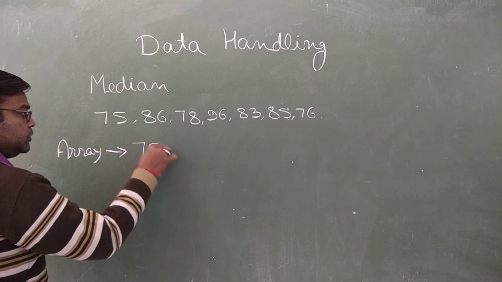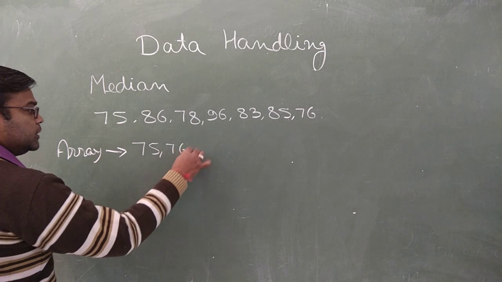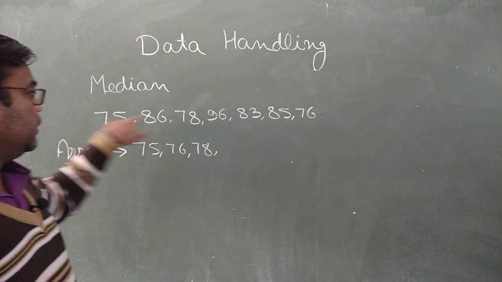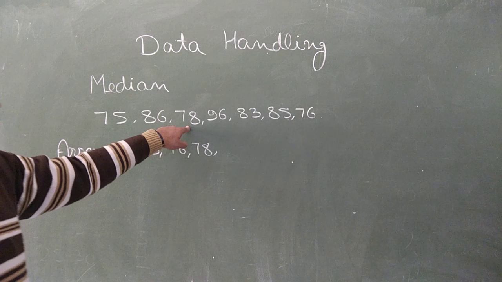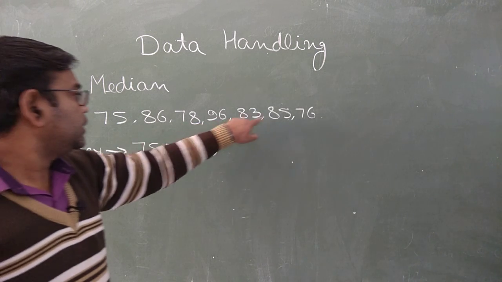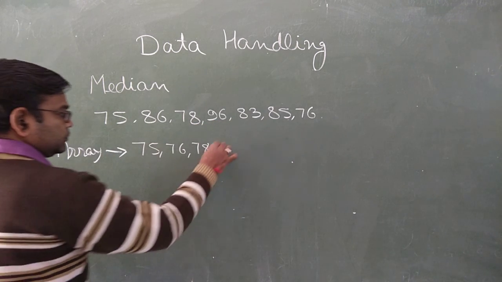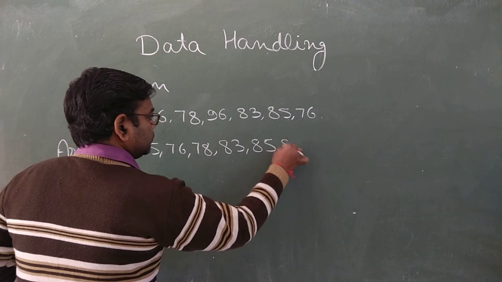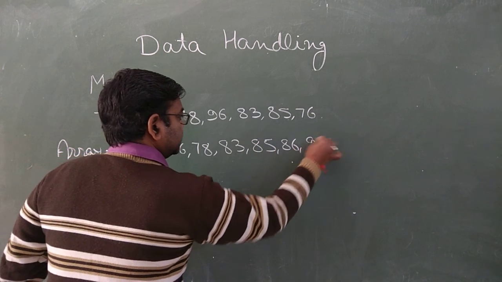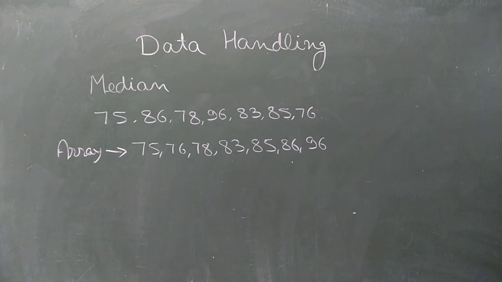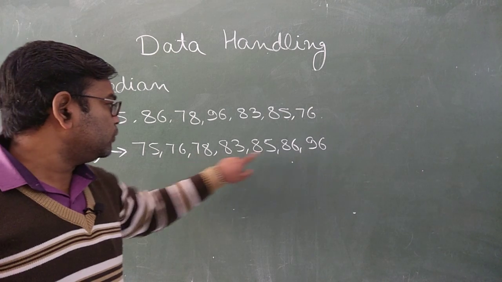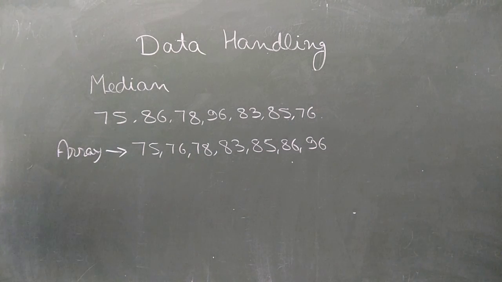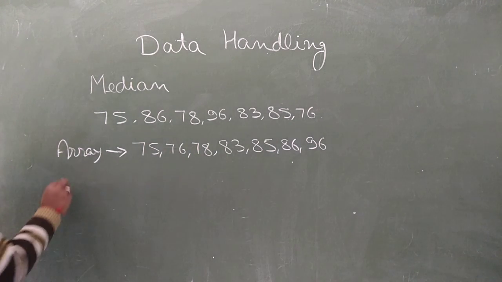So first we have 75, 76, 78, then we have 83, 85, 86, and then we have 96. So how many data do we have? 1, 2, 3, 4, 5, 6, 7. So there are 7 data. So what is the median of this data?